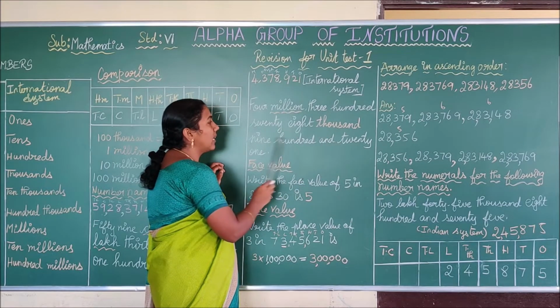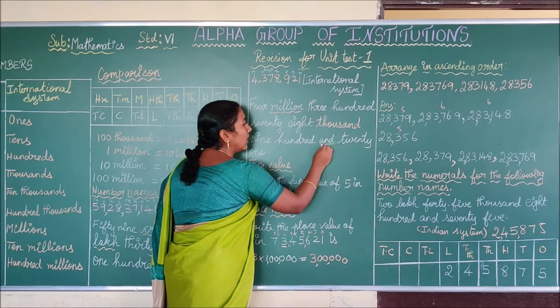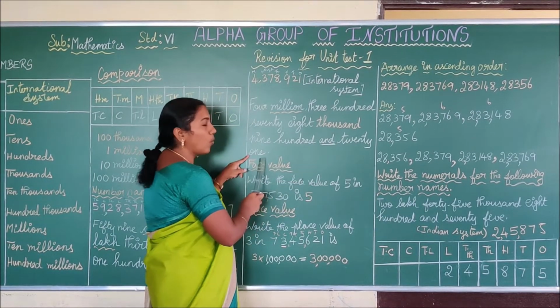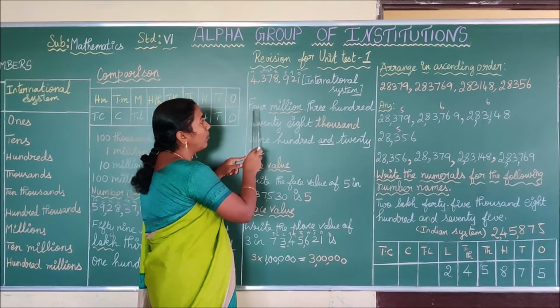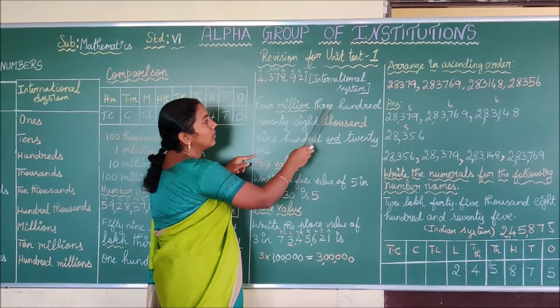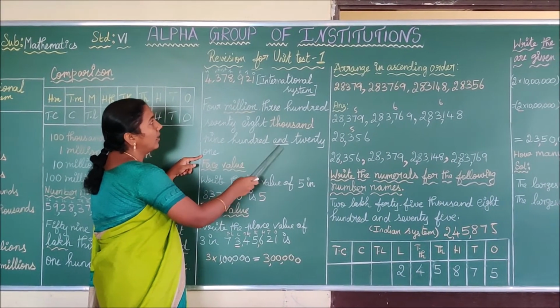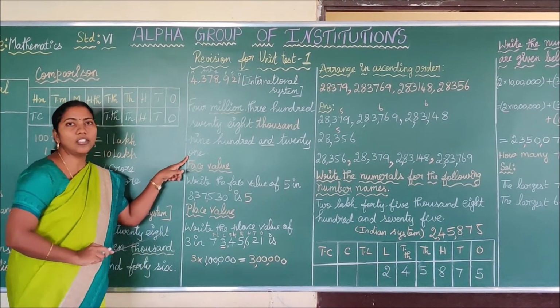So you have to write it as 900. Here you have to use the conjunction and. Okay? 921. Now you read the number name 4,378,921. Is it clear, children?